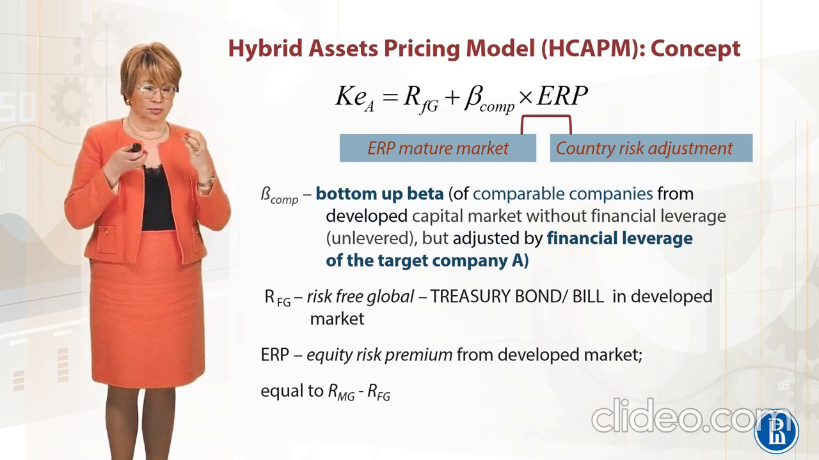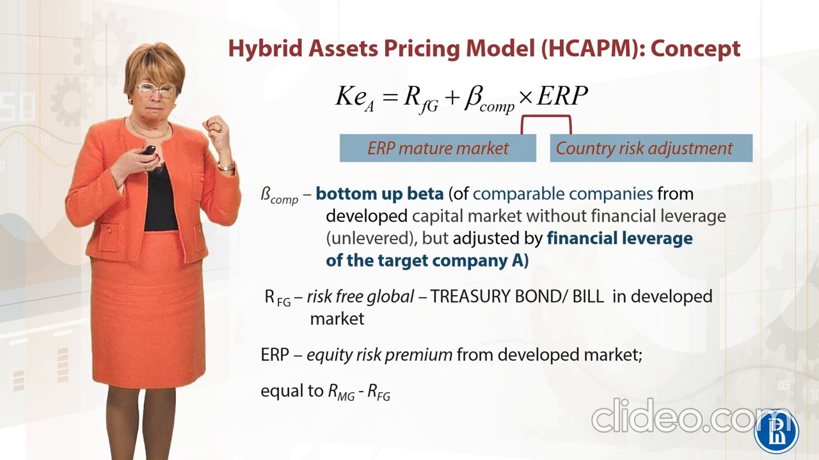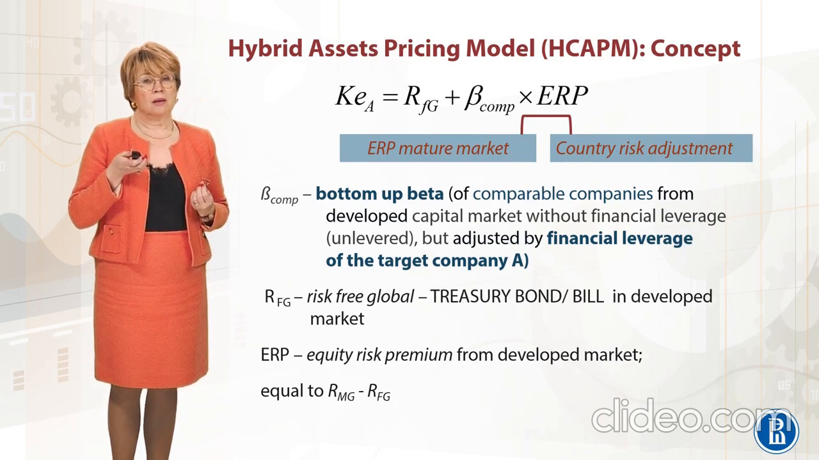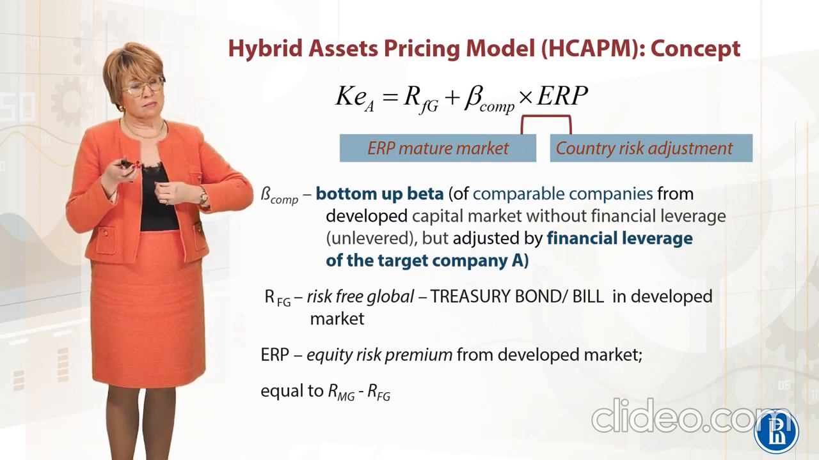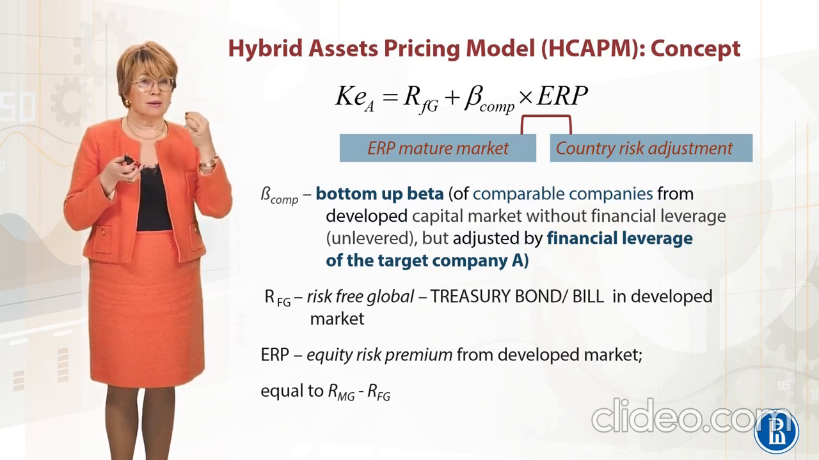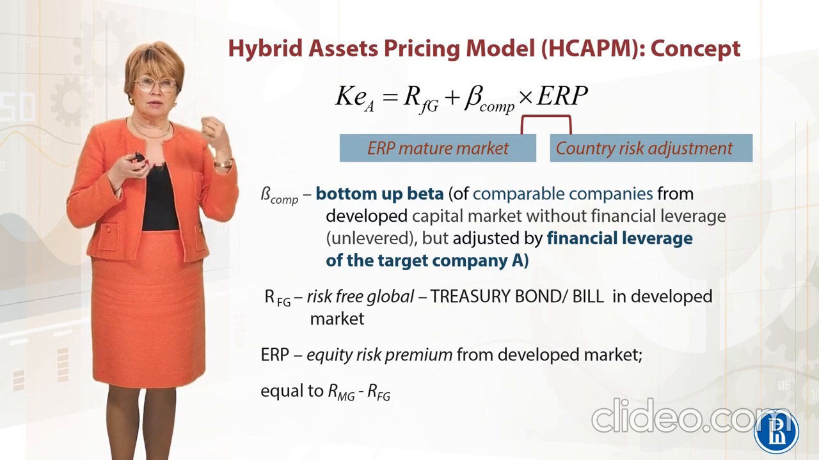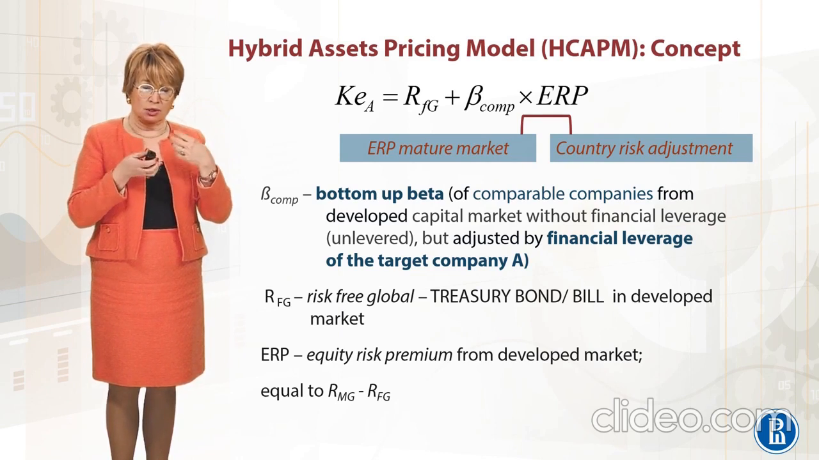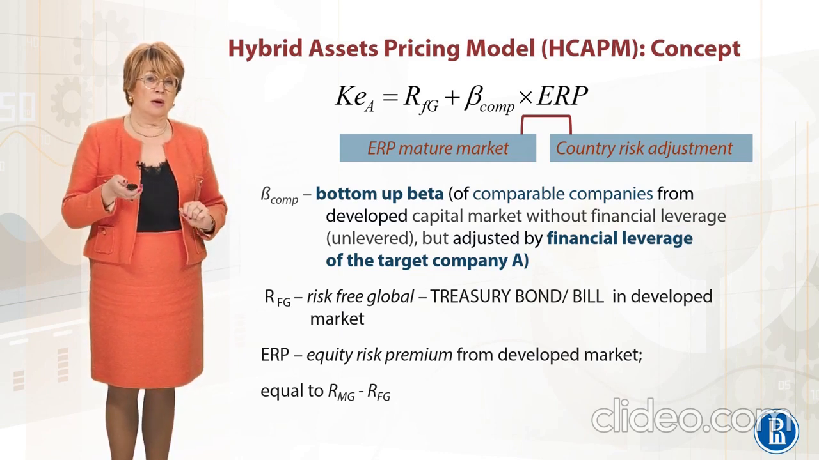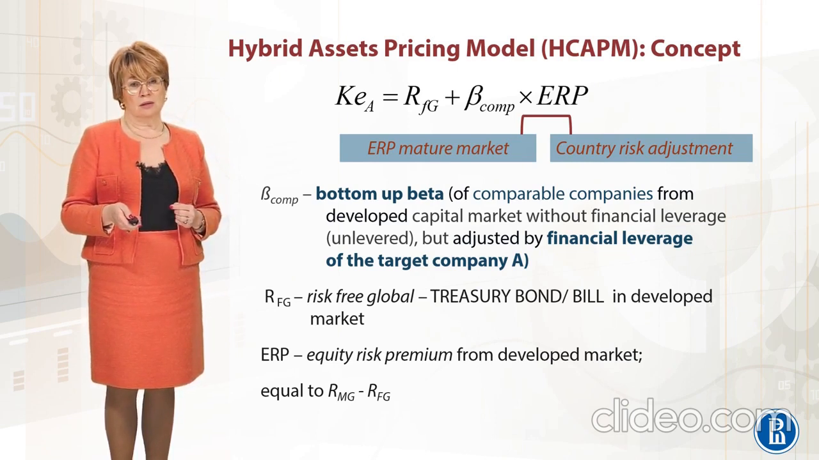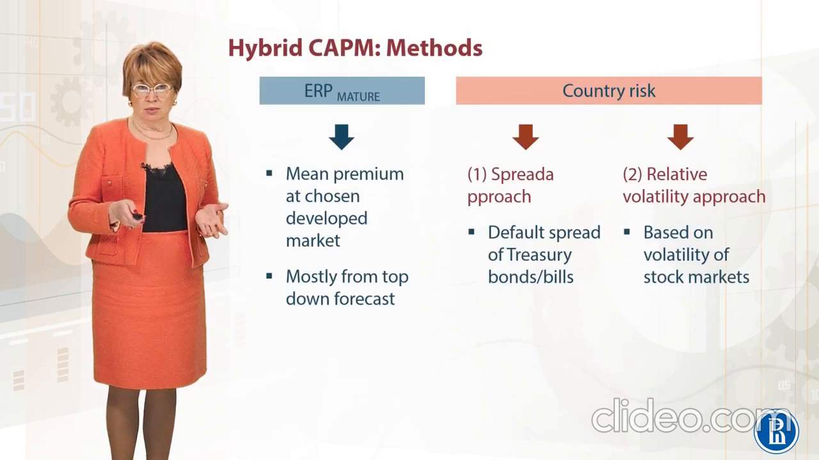So we see here a compromise. We see the beta found in the benchmark developed capital market. We see the equity premium for market risk from, again, the benchmark developed capital market. We see the risk-free rate, again, from the developed capital market. But somehow we need to adjust the computations of the equity risk premium for the country risk. And how to do it? It could be based on different approaches.